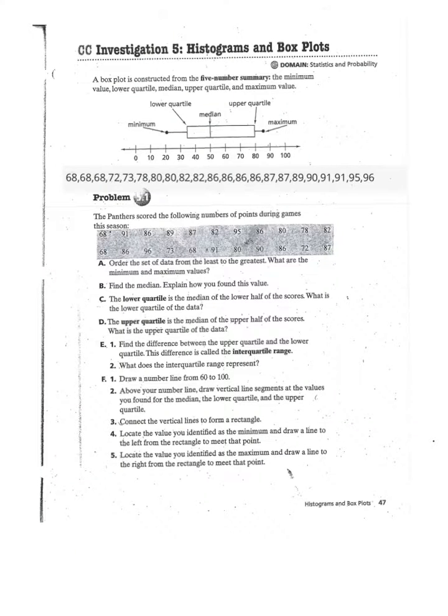For our last problem, they are looking at the number of points a Panther scored during games this season. So the data below is not in order. For part A, they want you to order the set of the data from the least to greatest and find what are the minimum and maximum values. Our minimum value is our least number, which is 68. And our maximum is our greatest, which is 96.